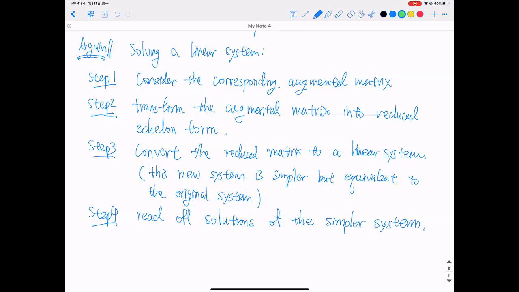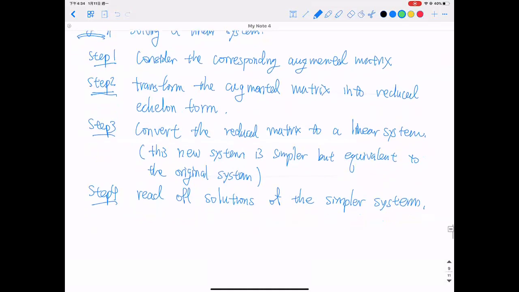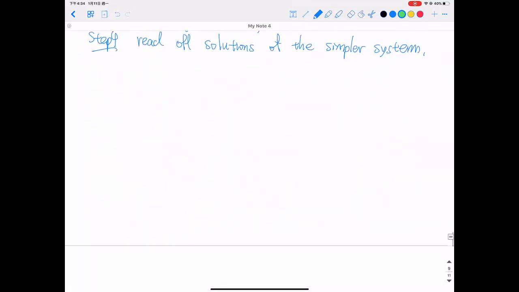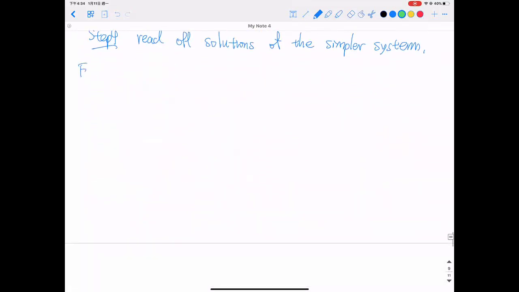So this is the plan, and maybe we can do an example that's somewhat complicated. We will save some time by omitting some steps in the reduction process.